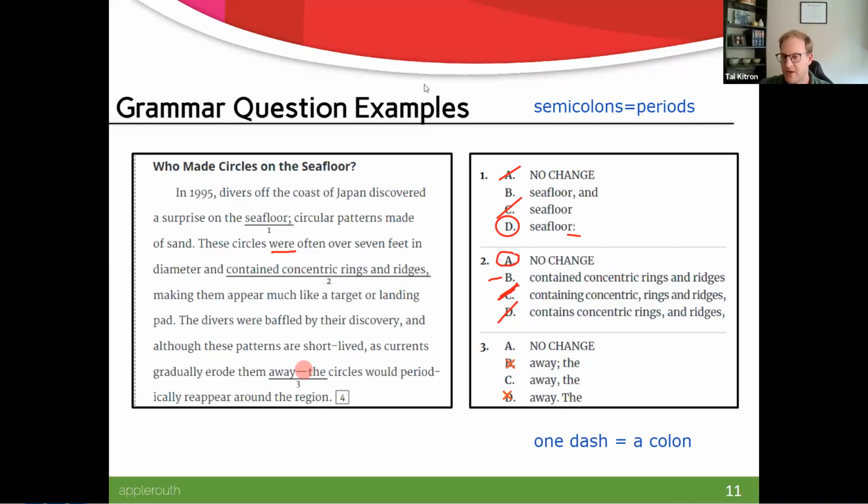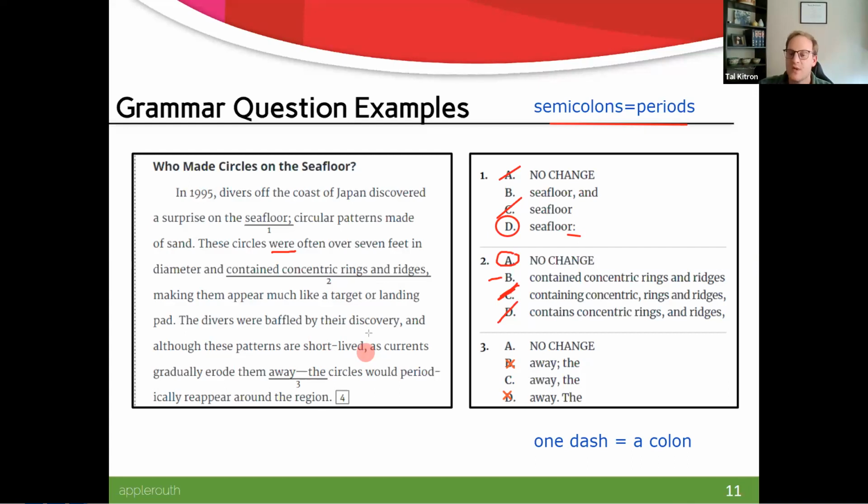Semicolon and period we said are the same, so we can just cross those out. They can't both be right, so they're both wrong. And then in this case, because we've got a comma starting off this clause, not a dash, these patterns are short-lived as currents gradually erode them away. So there's another comma here.